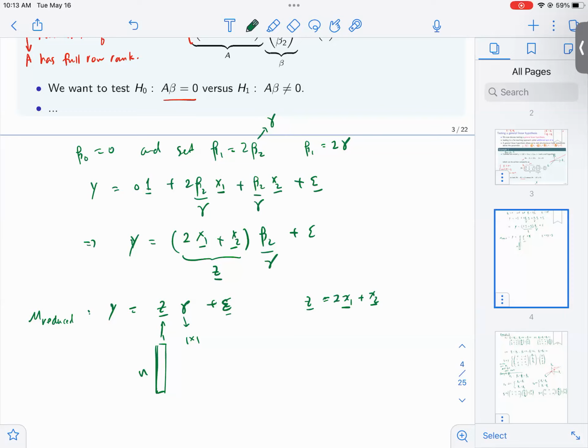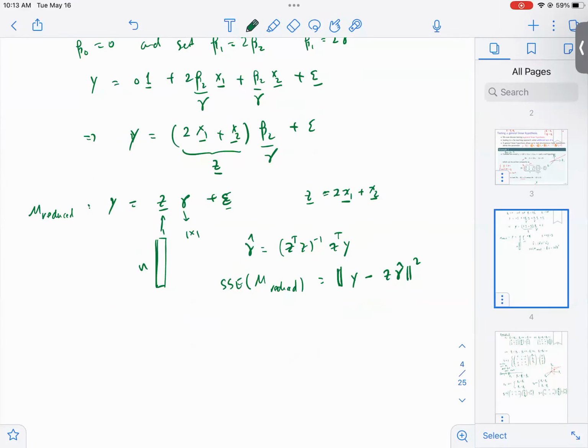Usual OLS, right? So you get gamma hat is equal to Z transpose Z inverse Z transpose Y. And then the SSE of this reduced model, M reduced, would be just the norm of Y minus mu hat. Mu hat would be just Z gamma hat, like X beta basically. So that's your SSE. This is the residual, Y minus the fitted value vector. And so you get the SSE of the reduced model.